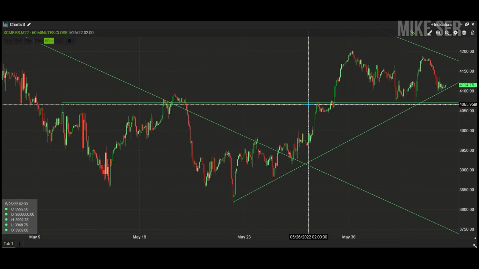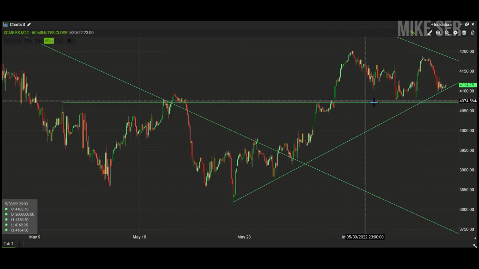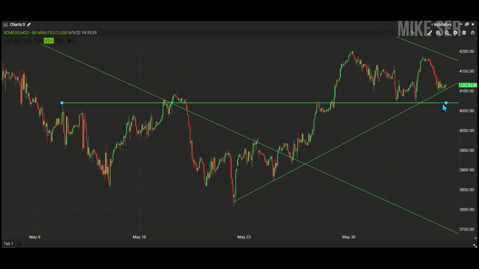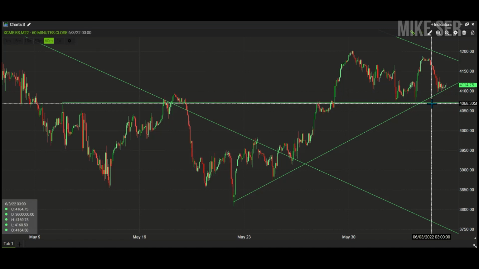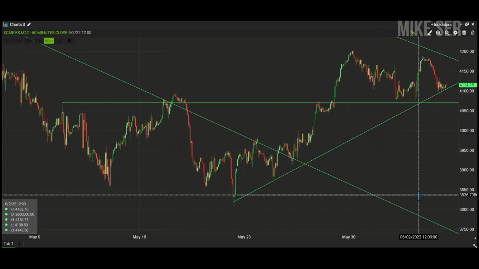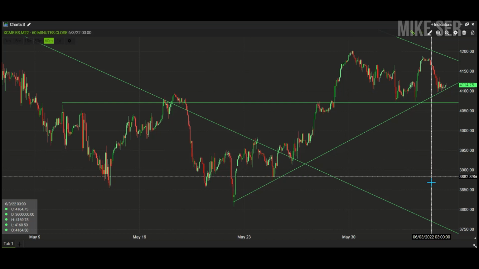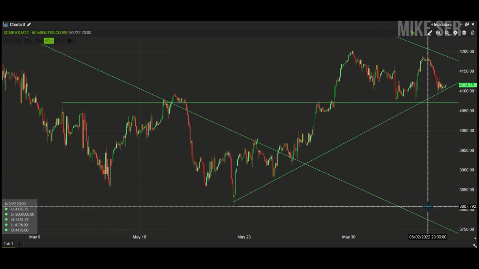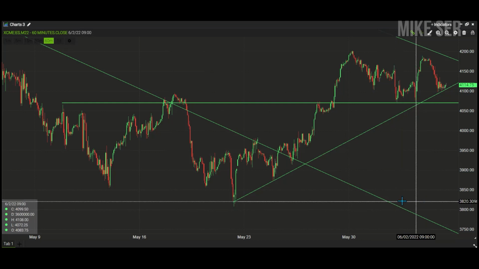And you can look to add, or if you want more confirmation, the entry level here would be probably around 40.68 right here. And if it does break through here, then prices probably will head lower. So the first target will probably be around here, 3,800.